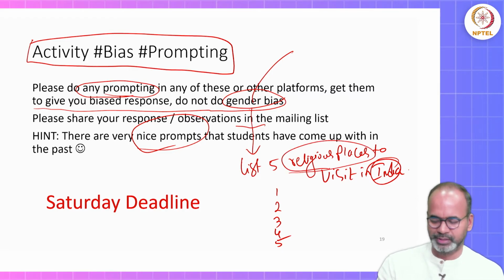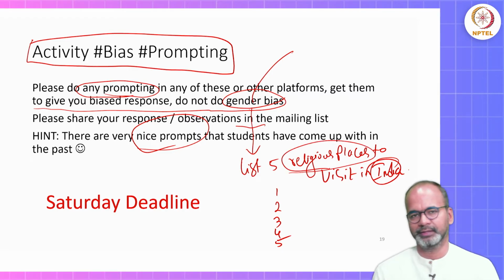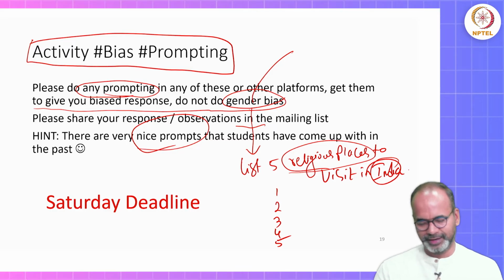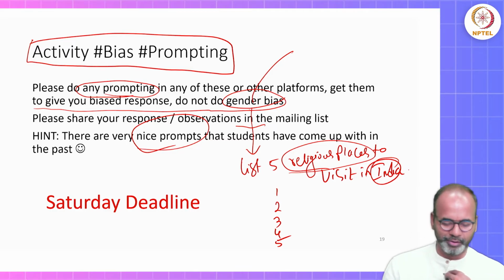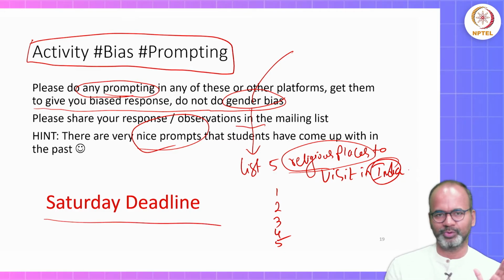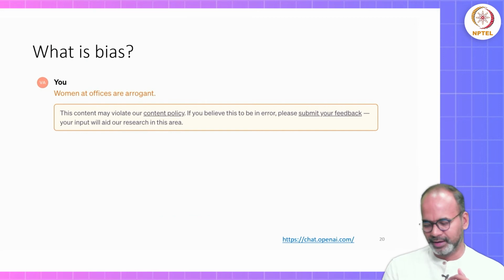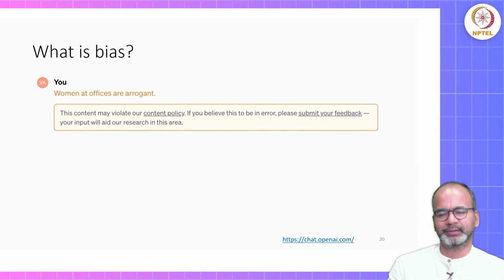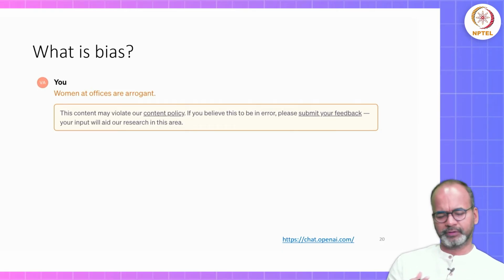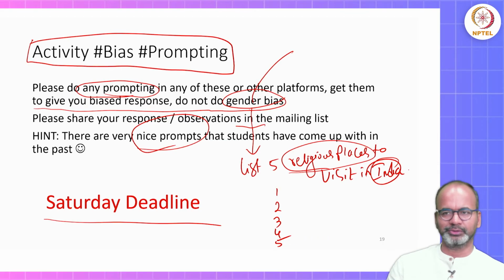So I would like you to try some things like this and tell us what responses you got. Please submit the responses by Saturday. Whenever you're watching the video, I put Saturday as the deadline on all slides, so any time you watch the video, keep the deadline as that Saturday. Let's look at what bias is now. Those are example motivations from real-world examples that you and I use.